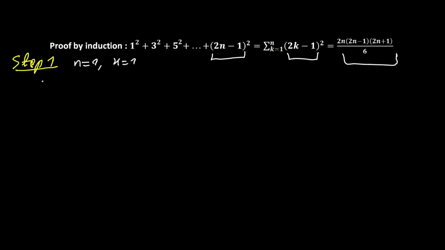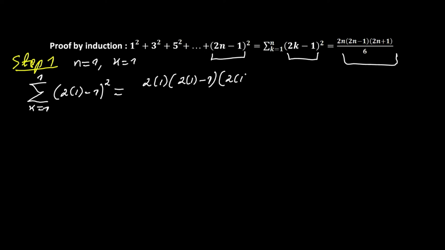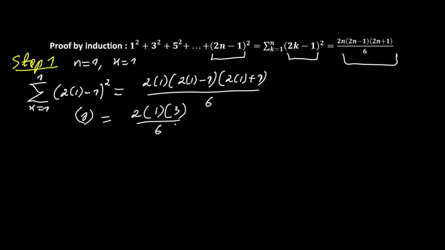So if we substitute that here, we are going to have the sum from k equal to 1 to 1 of (2 into 1 minus 1) all squared, which should be 2 into 1 into (2 into 1 minus 1) into (2 into 1 plus 1), all of this divided by 6. So we know that this is 2 minus 1, which is 1, equal to 2 into 1 into 3 divided by 6. So clearly this is 1. Since 1 is equal to 1, it's true. So we have proven it for the lowest case.